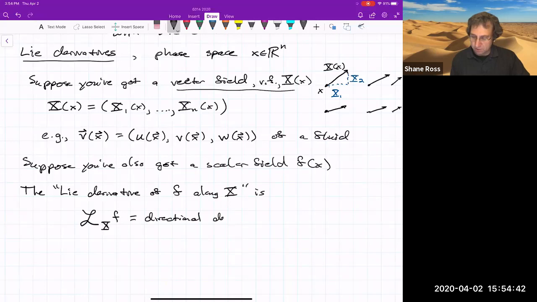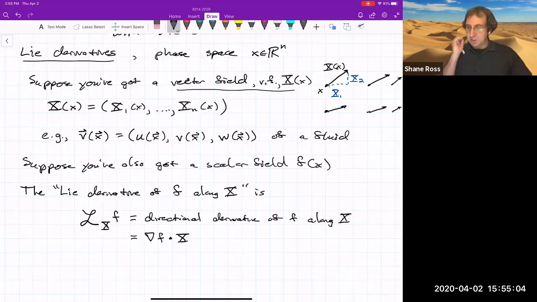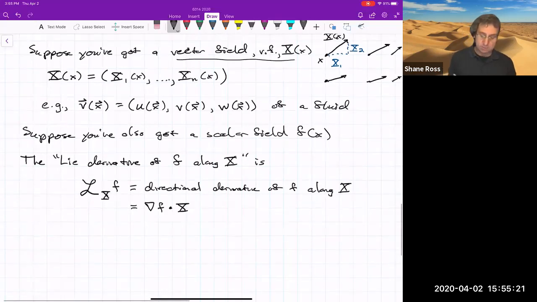So this is the directional derivative of F along X, which we are used to writing as gradient of F, usual dot product, vector field X. So this would be the directional derivative for any vector field X, capital X. We're not necessarily thinking of vector field X as the equations of motion, but suppose it does give the equations of motion.